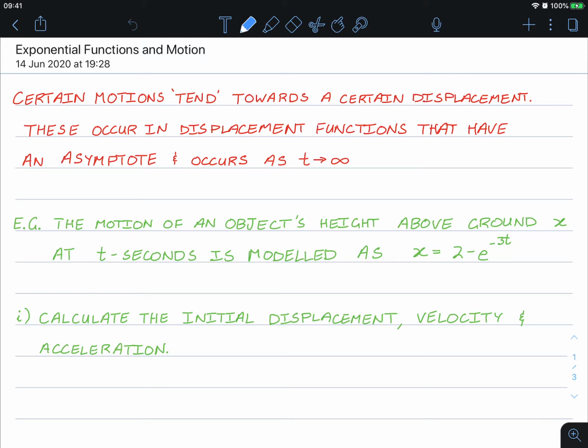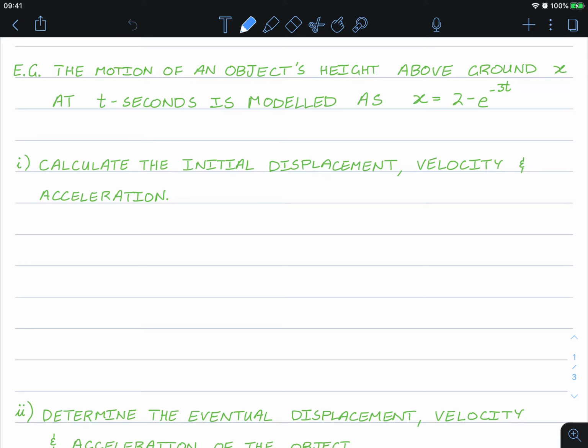Hello class, this is a video tutorial on exponential functions and motion. Certain motions tend towards a certain displacement. These occur in displacement functions that have an asymptote and occur as t approaches infinity. So let's do an example where this is involved.